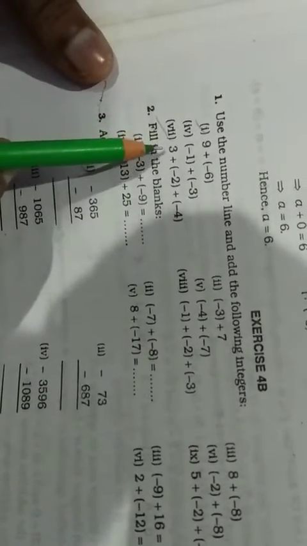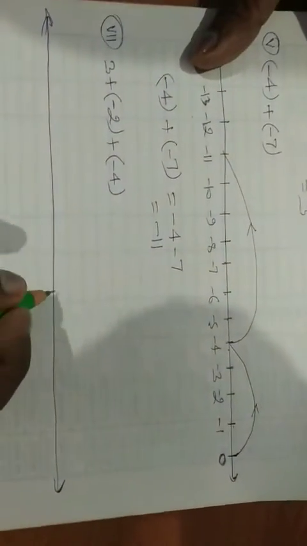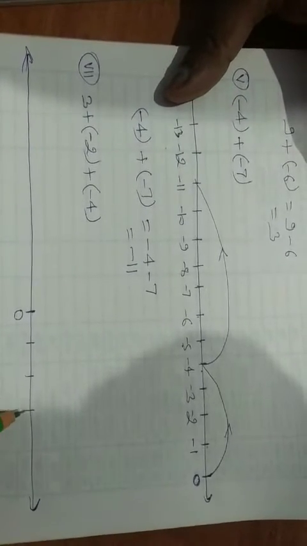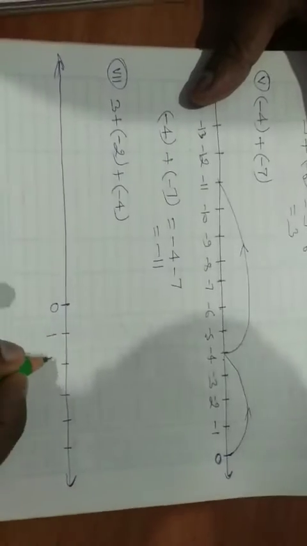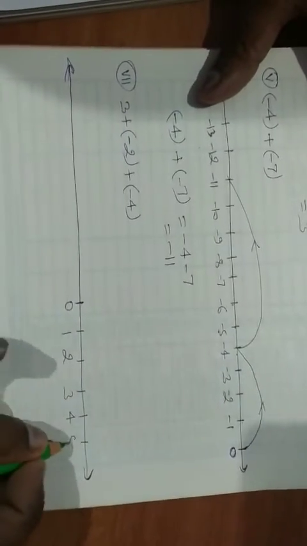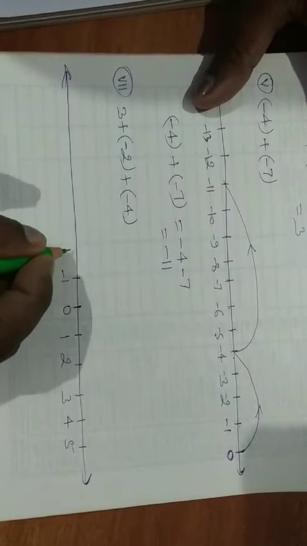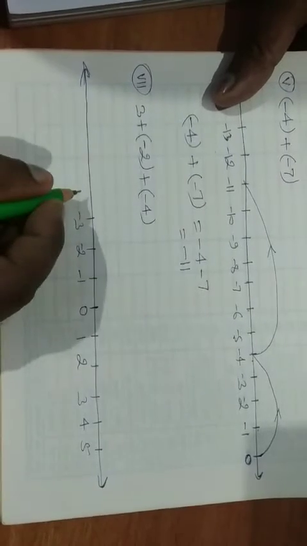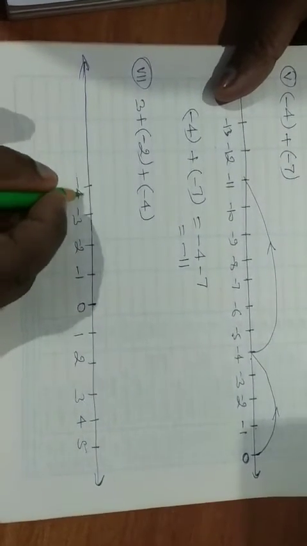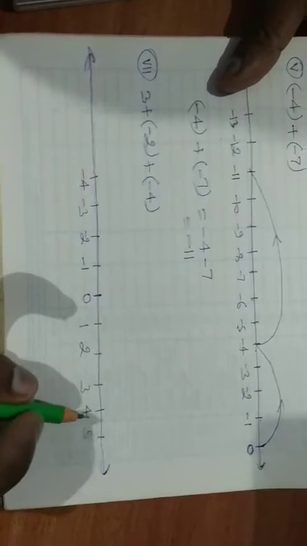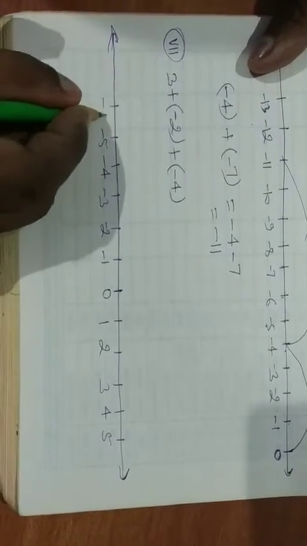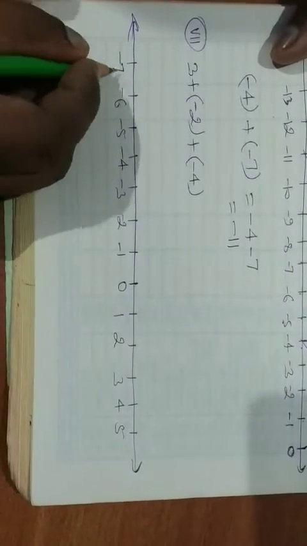Now question number 7, 3 plus minus 2 plus minus 4. It is 0, plus 1, plus 2, plus 3, plus 4, plus 5. From 0 in the left direction, negative integers are found: minus 1, minus 2, minus 3, minus 4. And from 0 in the right direction, positive integers are there.